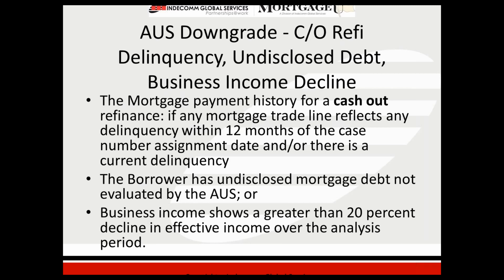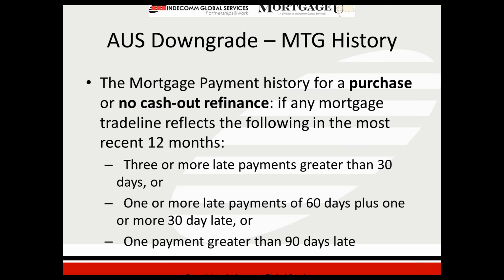Now let's look at the guidelines for a cash out refinance. That's in the first bullet point at the top of the screen. If any mortgage trade line reflects any delinquency within 12 months of the case number assignment date and/or there is a current delinquency, that would require the downgrade to a manual underwrite. So as you can see, the cash out refinance guidelines are much more strict than that of the purchase or no cash out refinance, which has some less strict requirements, but still keep those in mind in case it has to be looked at as a manual underwrite.